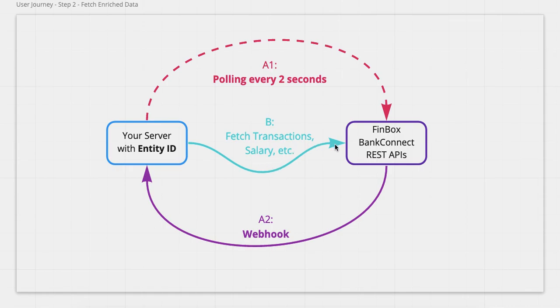The other way of integration would be to configure a webhook. If you configure a webhook, you don't really have to poll every 2 seconds. As soon as the process is complete, FinBox BankConnect will make an API call to your server. To make sure this process works well, you have to ensure that your servers are always up. As a backup, you can always have the polling mechanism in place. In this method also, as soon as you get the webhook, you can fetch the transactions, salary, or rest of the information through the APIs.